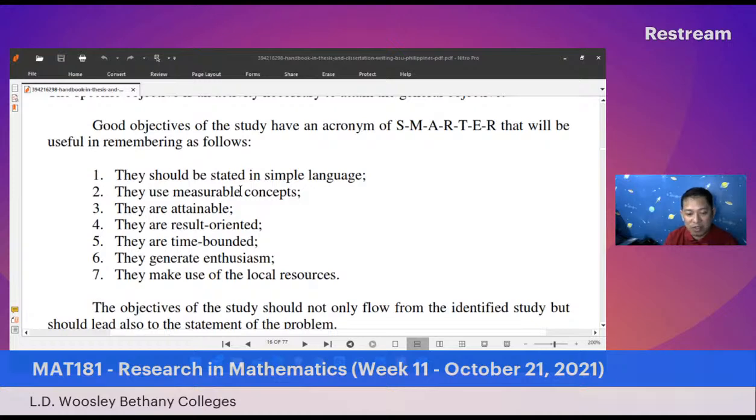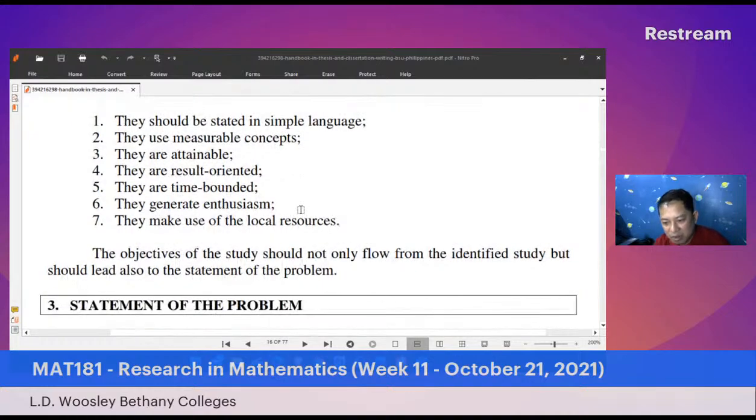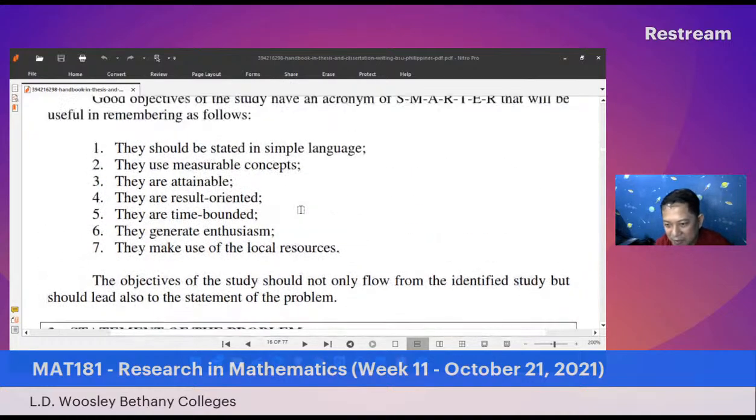And then time bound, of course, this must be a time-bounded study. Generate enthusiasm for the researcher per se and for the readers of the research, to the community in general, the academic community that will benefit from the research, and make use of the local resources. So those are what we call the SMARTER acronym. The objective of the study should not only flow from the identified study, but should lead also to the statement of the problem.